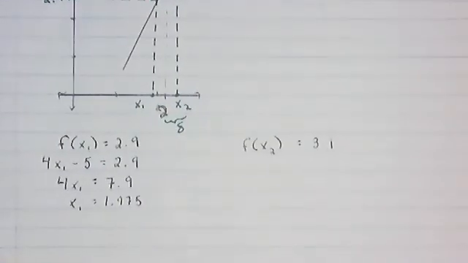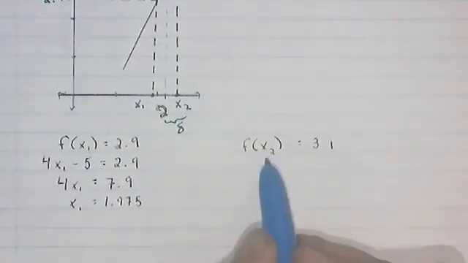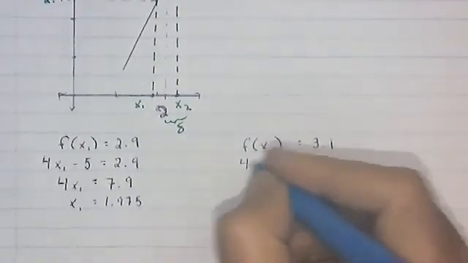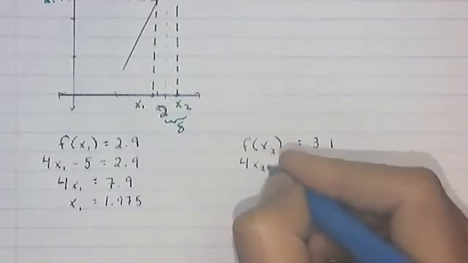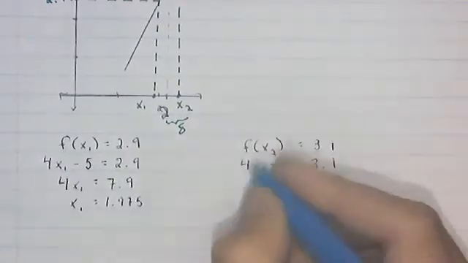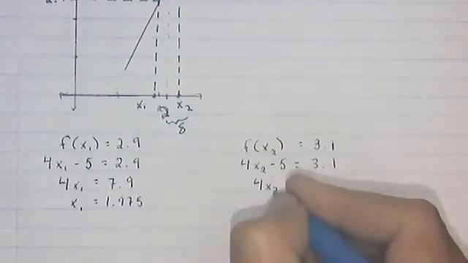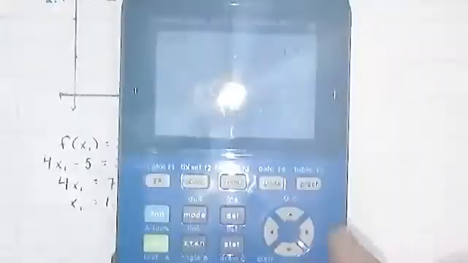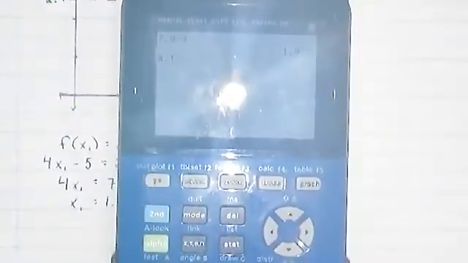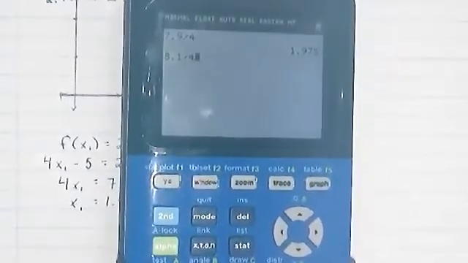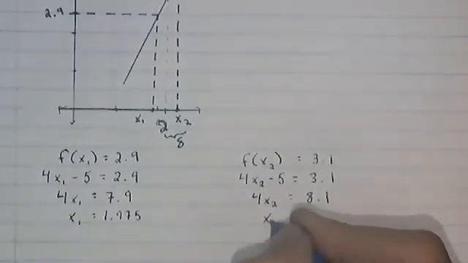And then in a very similar fashion, on the right side, we can find our x sub 2 value. Because f of x sub 2 means 4 times x sub 2 minus 5 is equal to 3.1. That means 4 times x sub 2 is equal to 8.1. 8.1 divided by 4, 2.025.